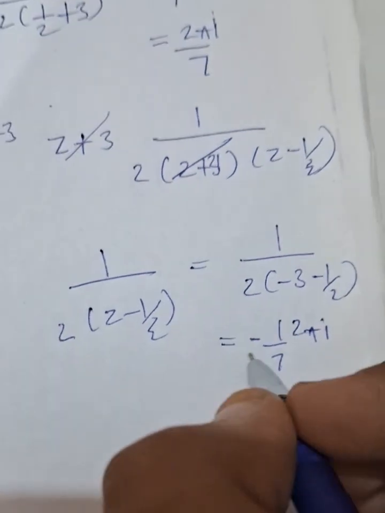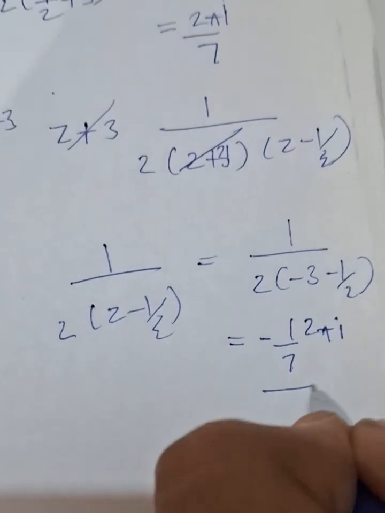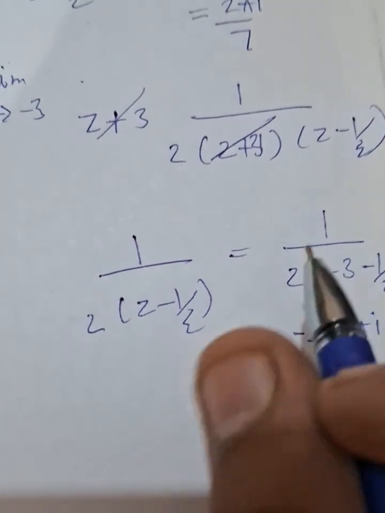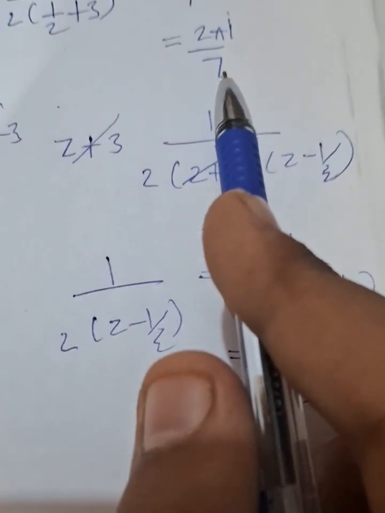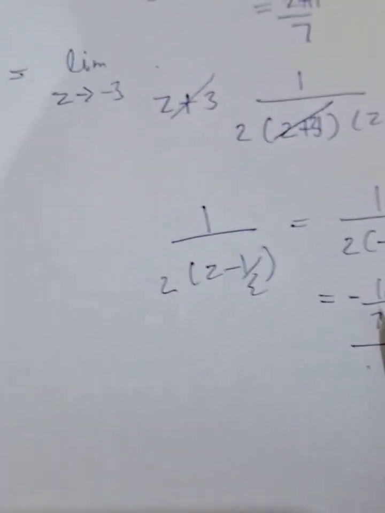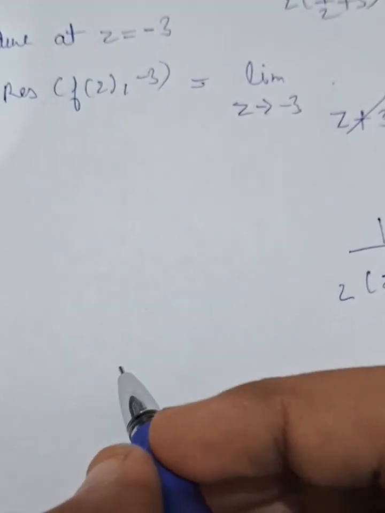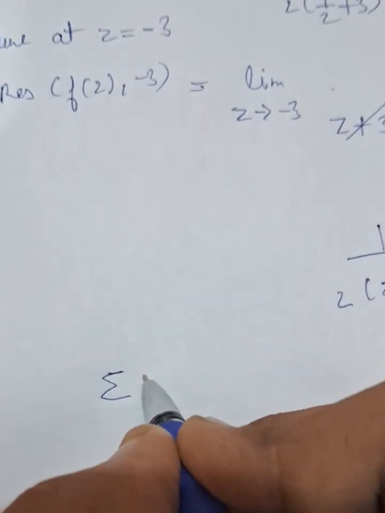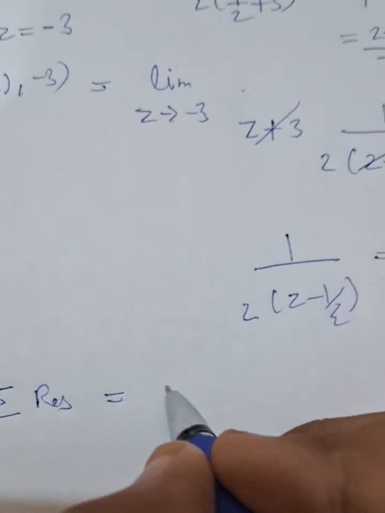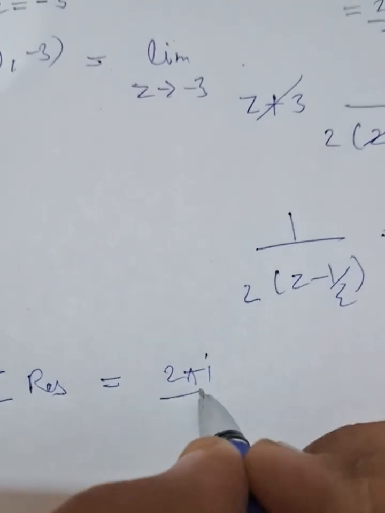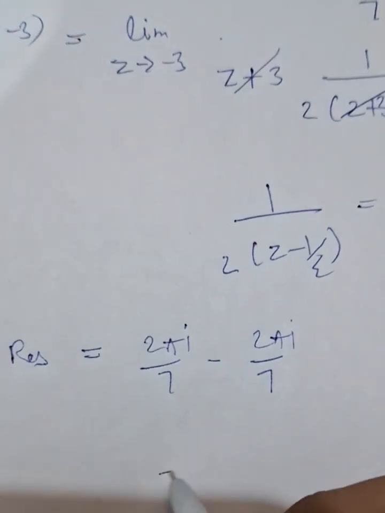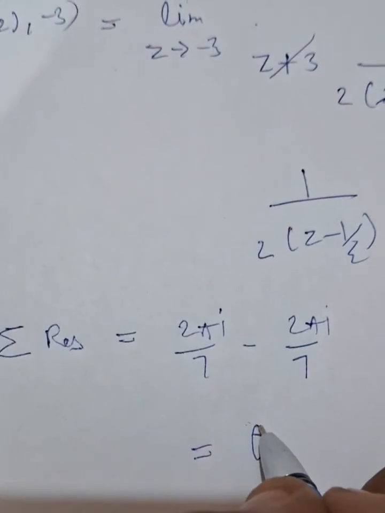So basically now the answer is very much clear, as we are getting 2πi upon 7 in negative here, and 2πi upon 7 in positive for the other point. So when we sum both of them, we get the answer as 0. So summing up both the residues, we can write it like 2πi upon 7 minus 2πi upon 7, which is 0. So this is our answer.